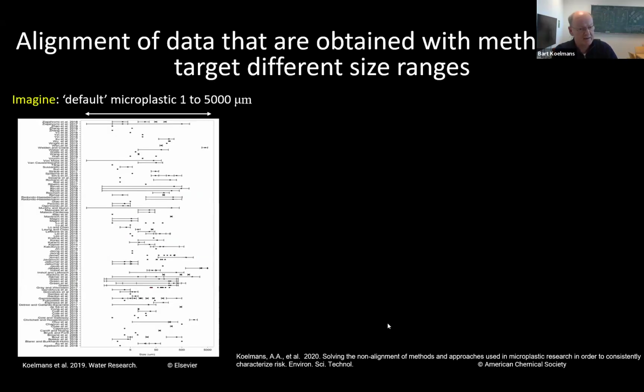This is an example here at the left-hand side of concentrations measured in drinking water, so very relevant for human exposure. And you see that they're all measured at different size ranges. So there's just different studies, and those horizontal bars indicate the size range. Now, it's all very different.